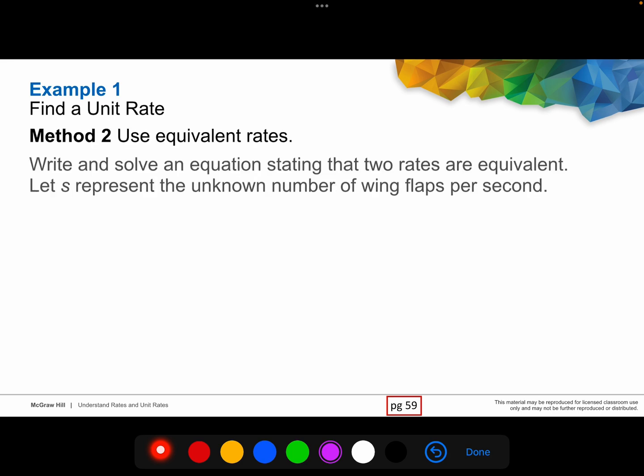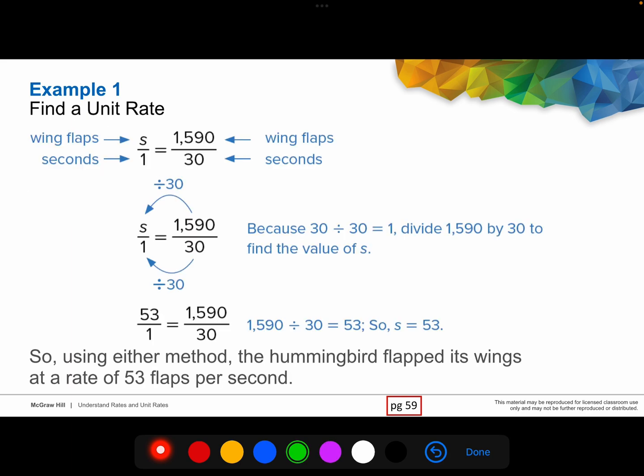Okay. Now, the second method that we could use is to use equivalent rates. We would write and solve an equation that states the two rates are equivalent. So let's use S to represent the unknown number of wing flaps per second. So we know S is to 1 because we're looking for per second. S is to 1 equals 1590 to 30.